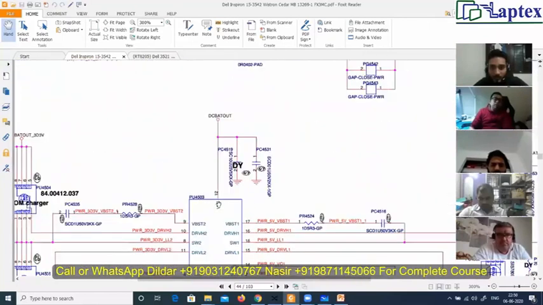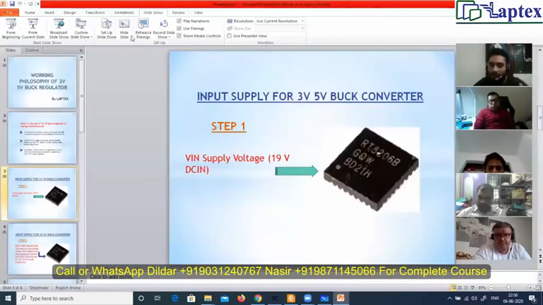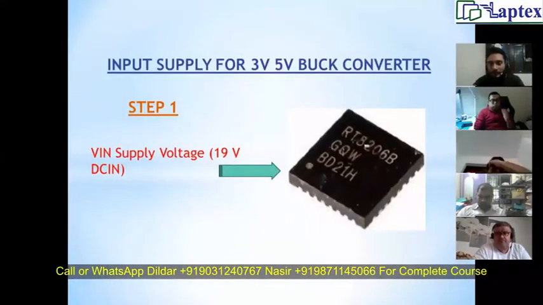See here, this one, V in. What is this V in? V in supplies what? DC bat out. This DC bat out is what? 19 volt, right? The first supply that is coming to the 3 volt 5 volt section is the V in, that is the 19 volt. Okay, right.